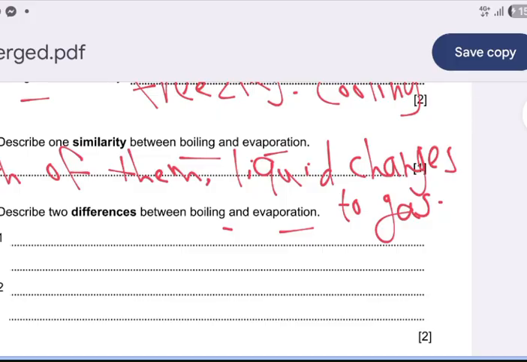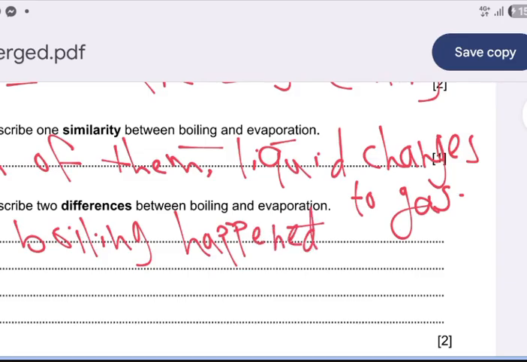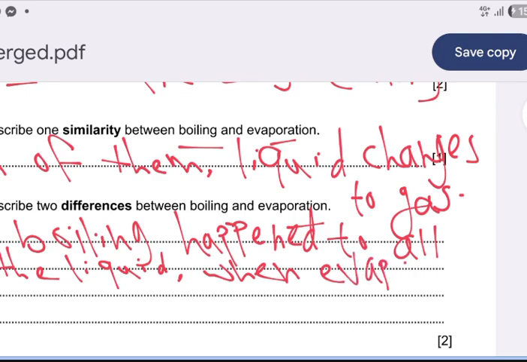Yes. So number one, you can say boiling happened to everywhere in the liquid, or to all the liquid, when evaporation happens at the surface.